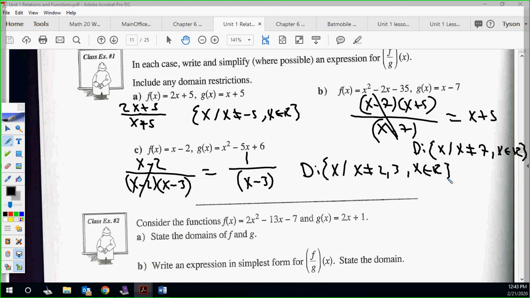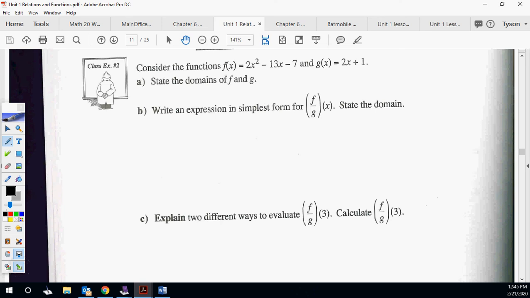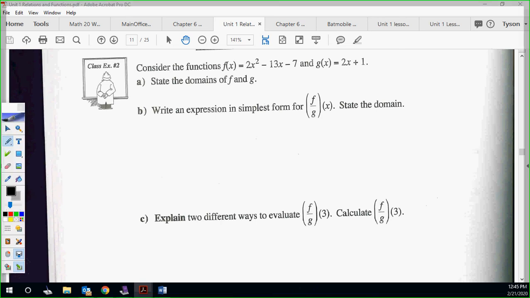All right, moving on here. Consider the function 2x squared minus 13x minus 7. When you see that, I hope you know that's a quadratic, that's a parabola. When you see g of x, 2x plus 1, that's a line. The domains for parabolas and lines are all reals. There are never issues with the domains. So the domain of f and g is x in the reals.